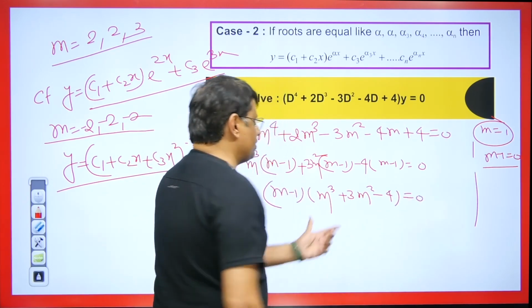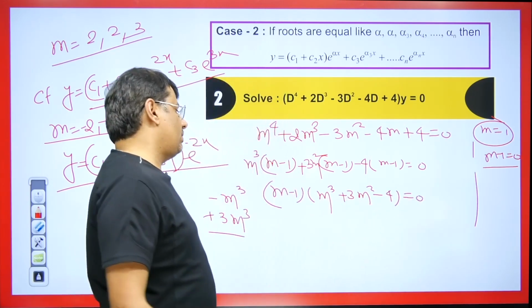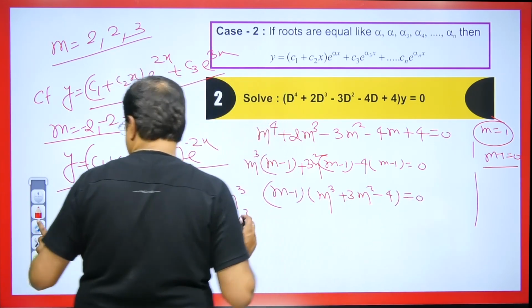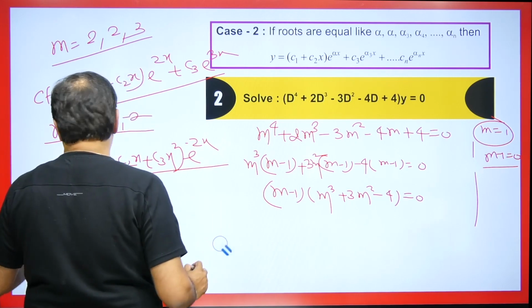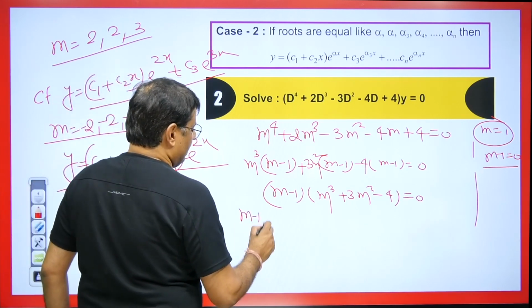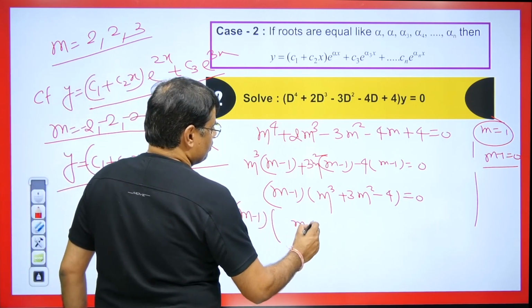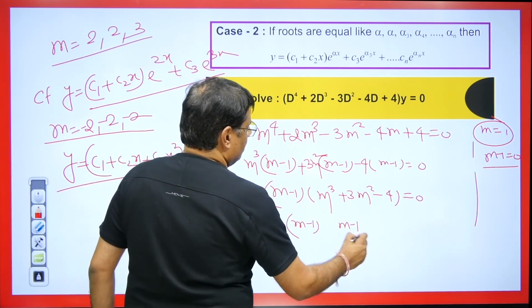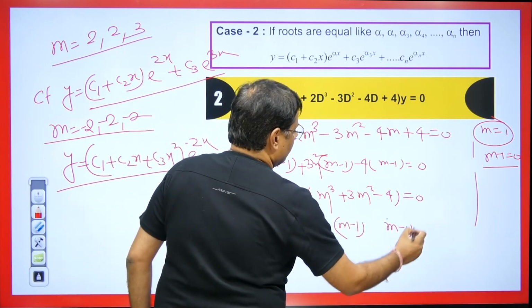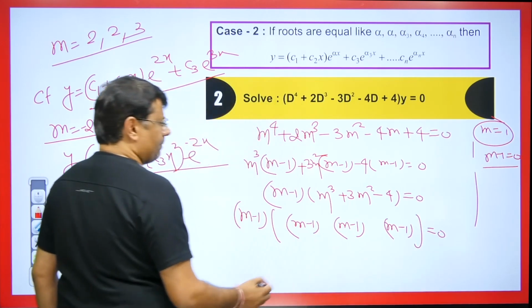Upon checking, you will see m is equal to 1 makes this 0. This means m minus 1 will be another factor. Take m minus 1 outside. We write m minus 1 3 times as it is cube. I am explaining the method. What will we put here?